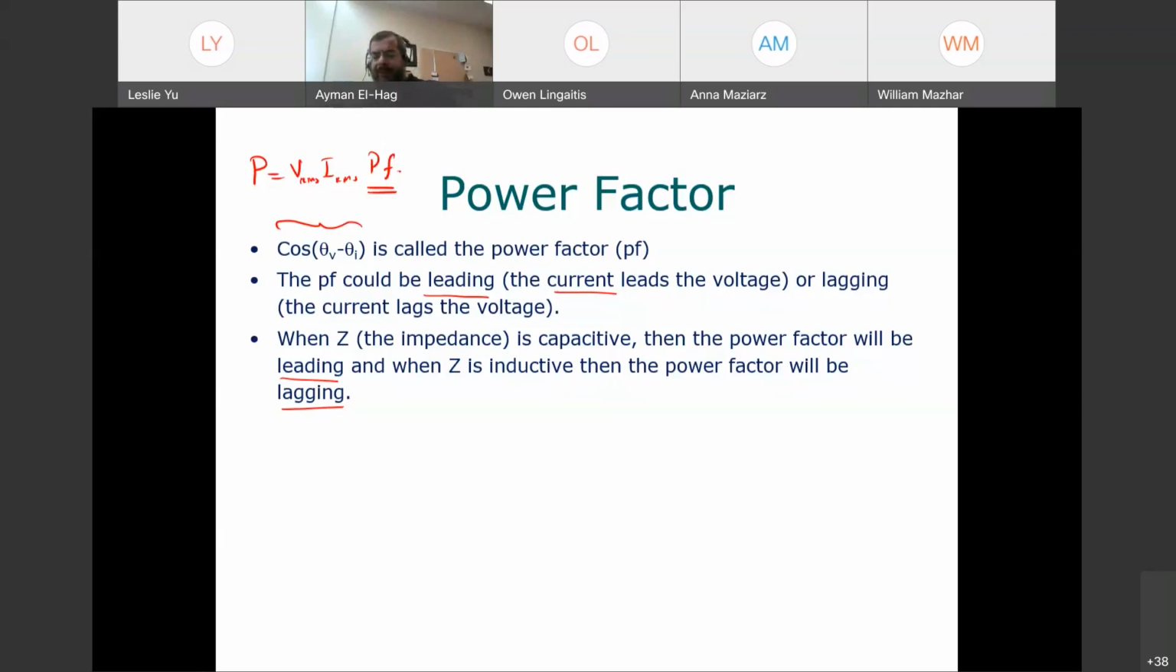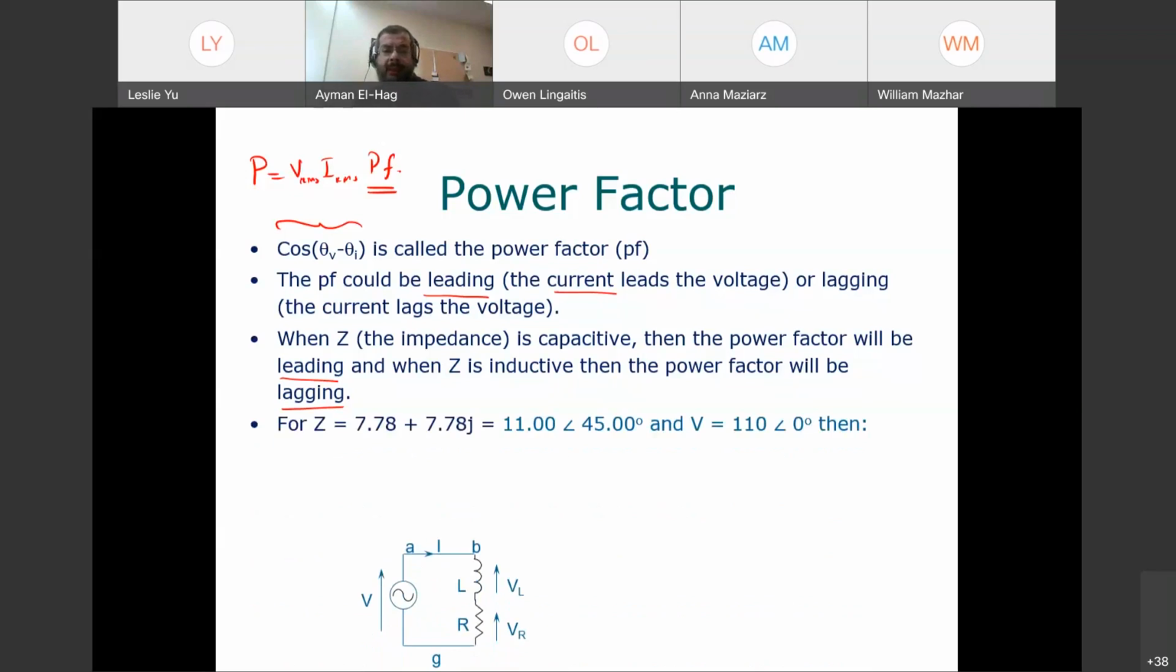So let's assume that we have Z equal to 7.78 plus 7.78j. So it is a resistance in series with an inductor, and we have a voltage applied. Now I don't write the RMS because now this becomes the norm. RMS is the norm, equal to 110 angle of 0.